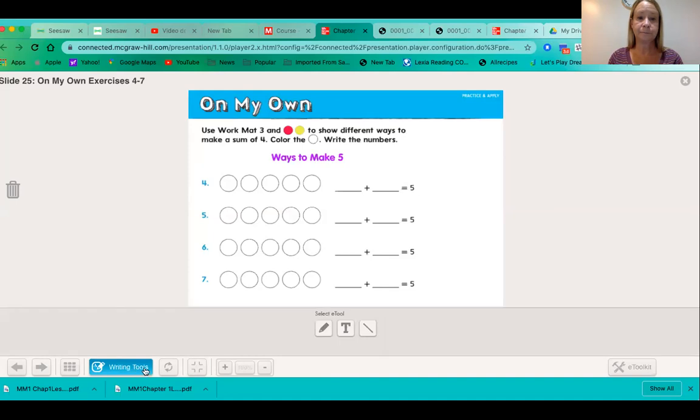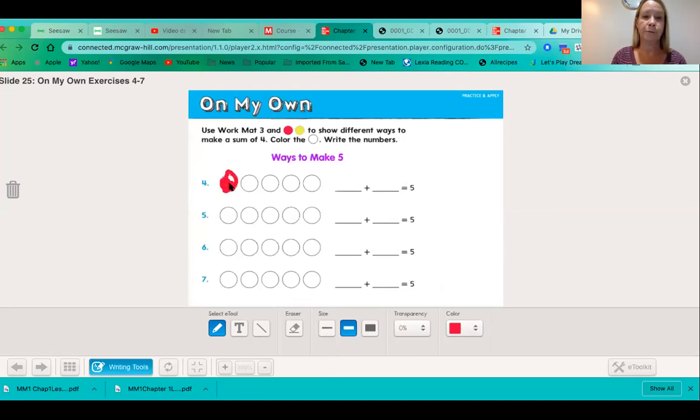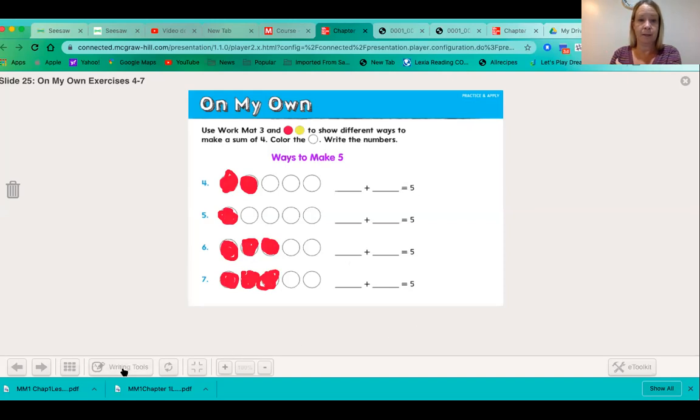So here, we are going to color in some of the counters. So I'm going to color some of them red. And we're going to leave the rest of them white. So we will have red counters and white counters. And then we will make a number sentence.